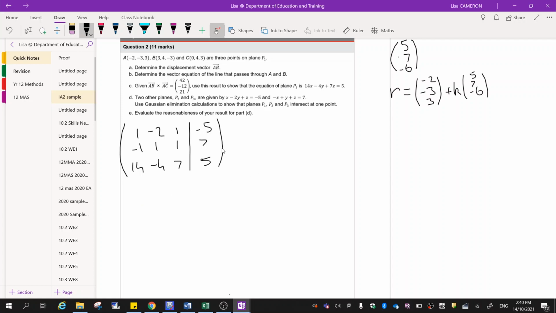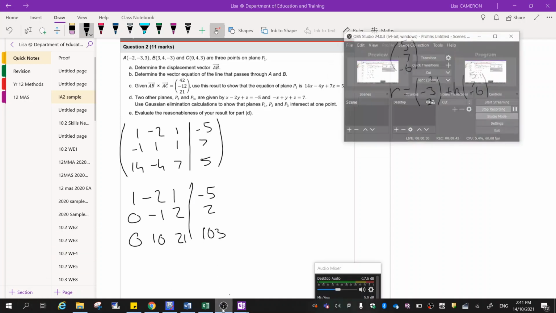So for our first step, we're just going to keep row 1 the same: 1, -2, 1, -5. For row 2, we're going to do row 2 plus row 1, which will equal 0, -1, 2, and 2. For the third row, we're going to do row 3 plus 14 times row 2, which is going to be 0, 10, 21, and 103.